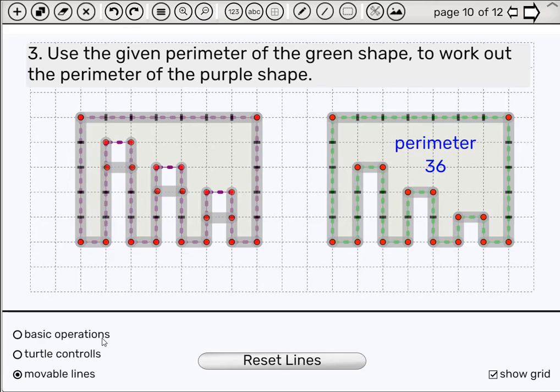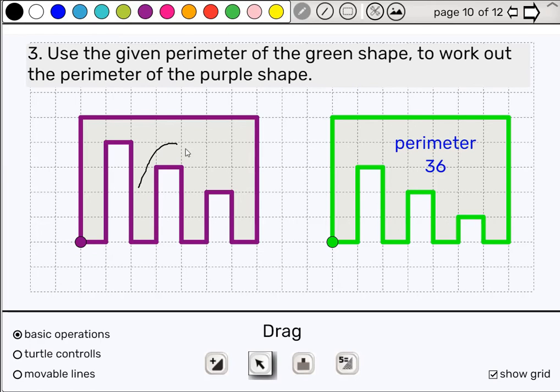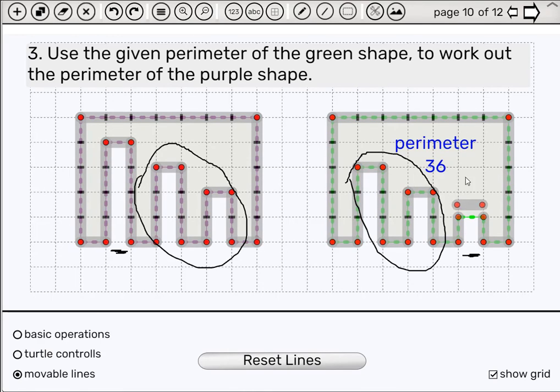We'll move back to basic operations, and you can give the students a hint with the scribble tool. You can mark these 2 holes as the first hint, and mark these 2 holes as a second hint. And we can see that these are the same. The difference in the perimeter arises from the difference between this hole and this hole. We can move back to movable lines, move this segment up, and compare the shapes this way. And to the last question.